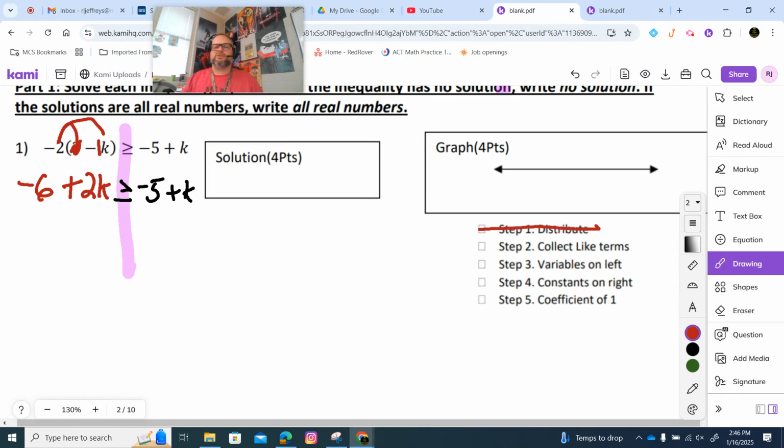All right. So I did distribute. Now, collect like terms. So I look on each side of that pink line. There's different terms on the pink line, so I don't have to worry about that. My variables on the left. Okay. So I need this 1k. So I got to subtract 1.